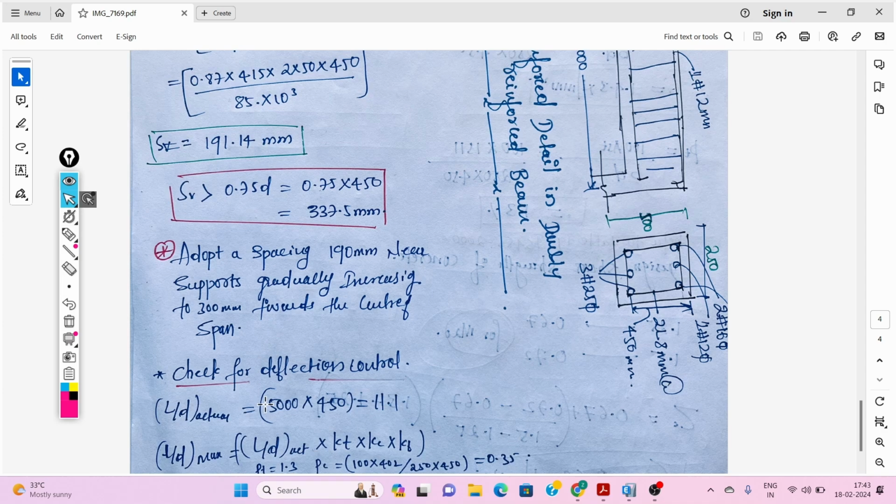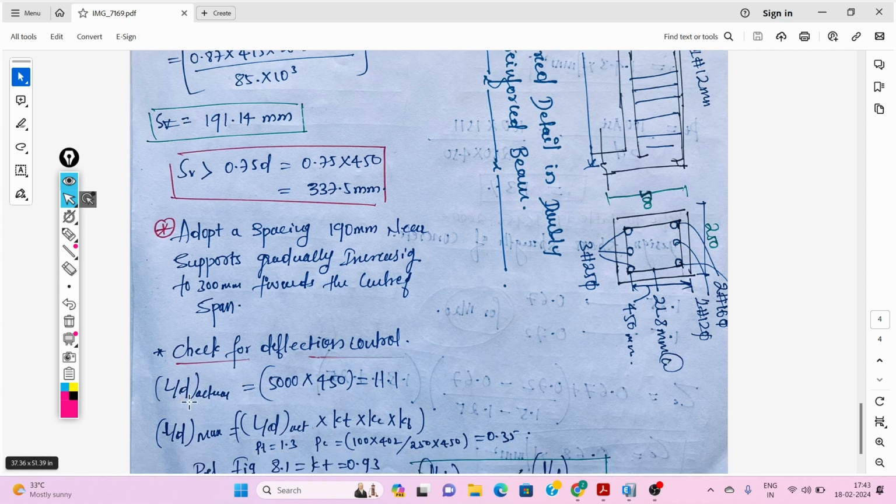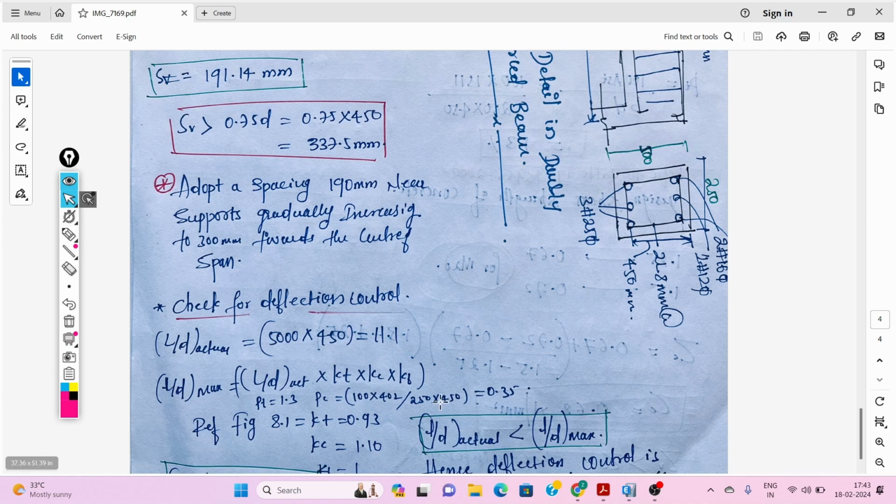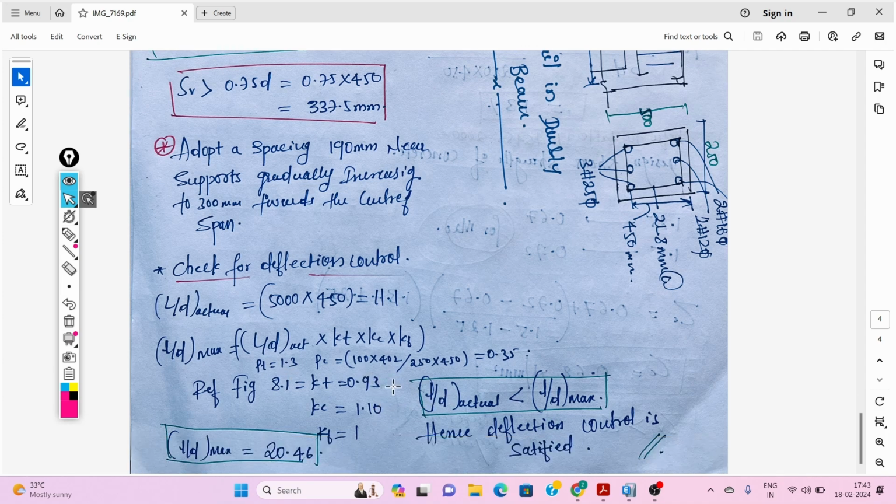Okay. So now we can check for the deflection. We have L by D actual. L is 5000 divided by D. We'll get 11.1. If you calculate this using IS 456 table, percentage of steel is 1.3. We'll get the value L/D max is 20.46. Okay. Our L/D actual is 11.1. So L/D actual is less than L/D maximum. So our beam is safe in deflection also. Hence deflection control is satisfied.